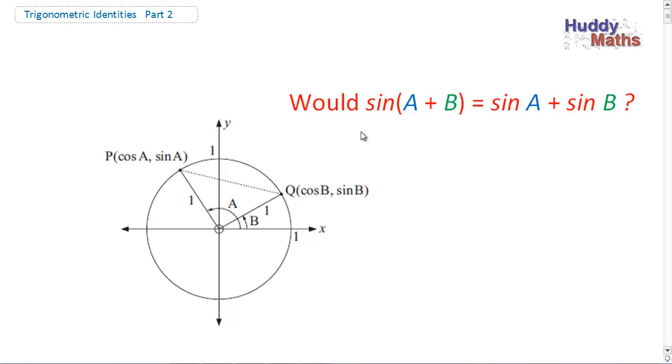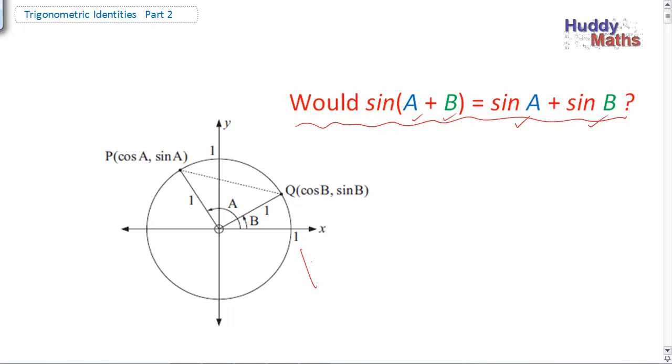And what we're going to pose now is this question right here. Can we see it? Would the sine of two angles added be equal to the simple sum of the separate sines of those angles? What do you think? Could you actually find a relationship? Would it be like that?